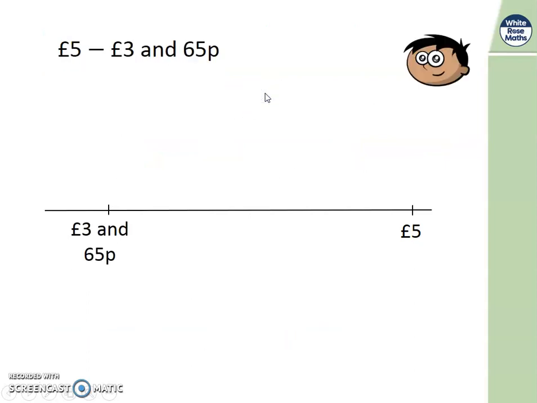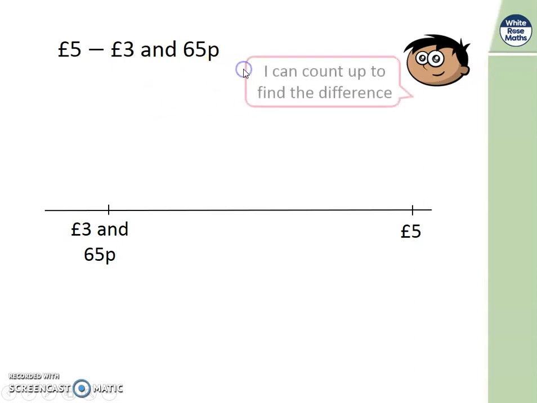Let's have a look at Amir's method. Amir says, I can count up to find the difference, because subtraction is the same as finding the difference. This time he's done a different number line. At this end, he's putting starting point £3.65, and at this end his end point £5.